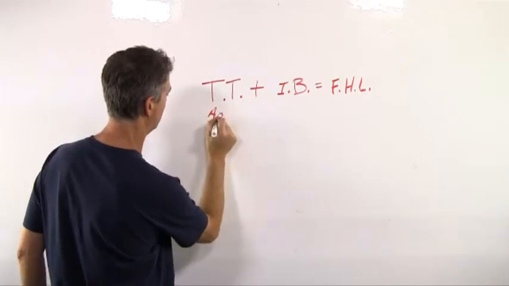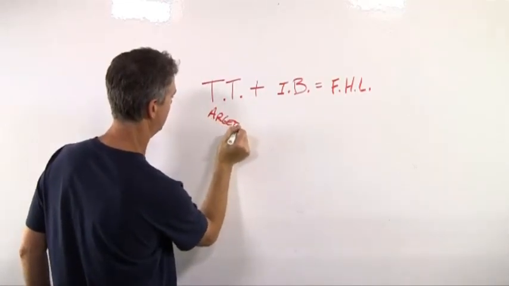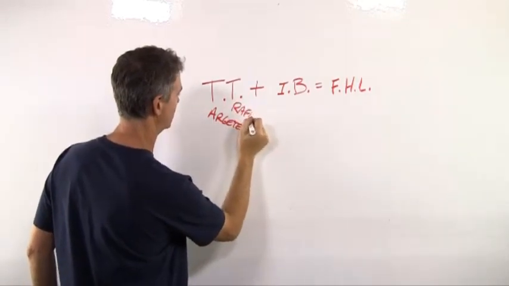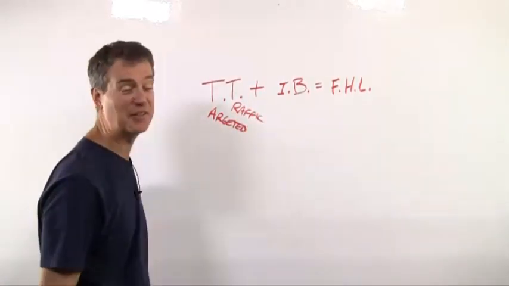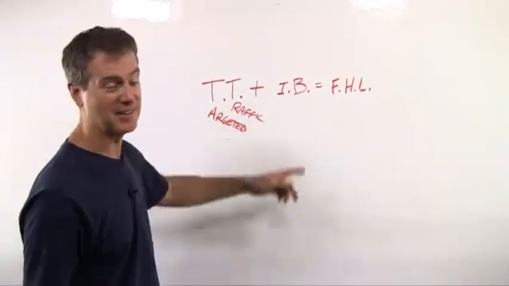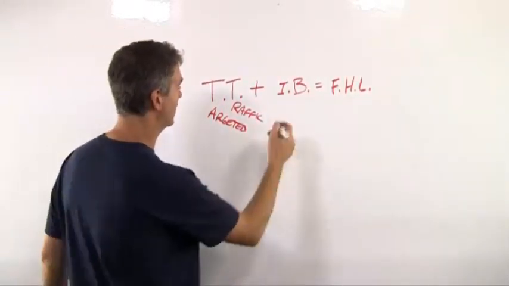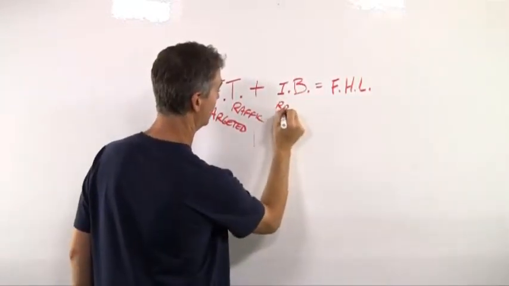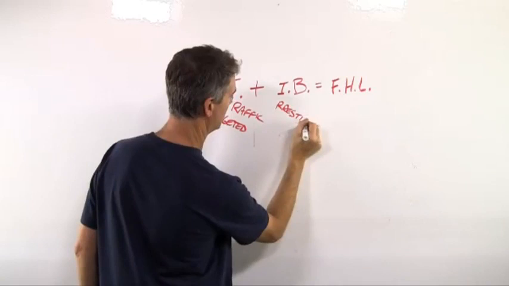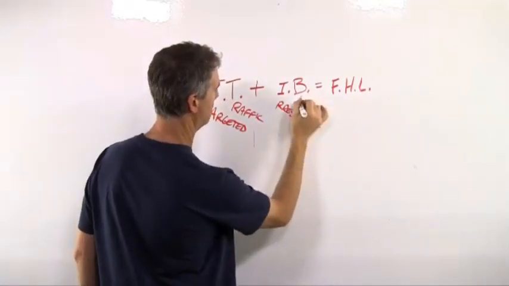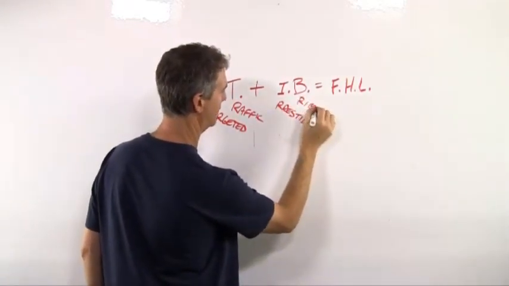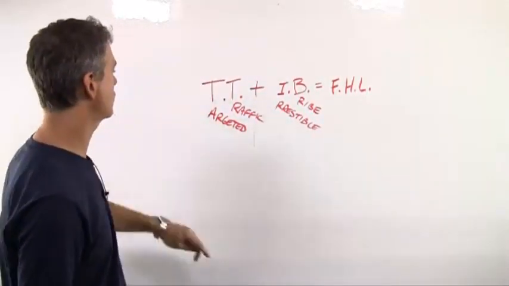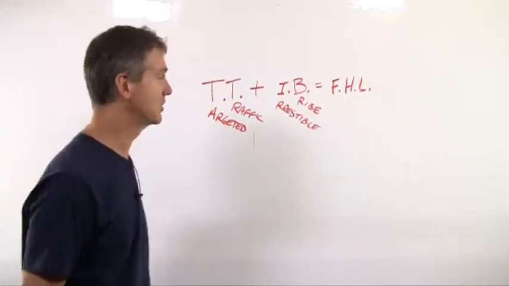TT is targeted traffic. I can't tell you how nervous I am trying to remember what these things stand for. Okay, so IB, what could that be? It's an irresistible bribe. Doing pretty good so far. So basically you're taking targeted traffic and you're running it through an irresistible bribe.